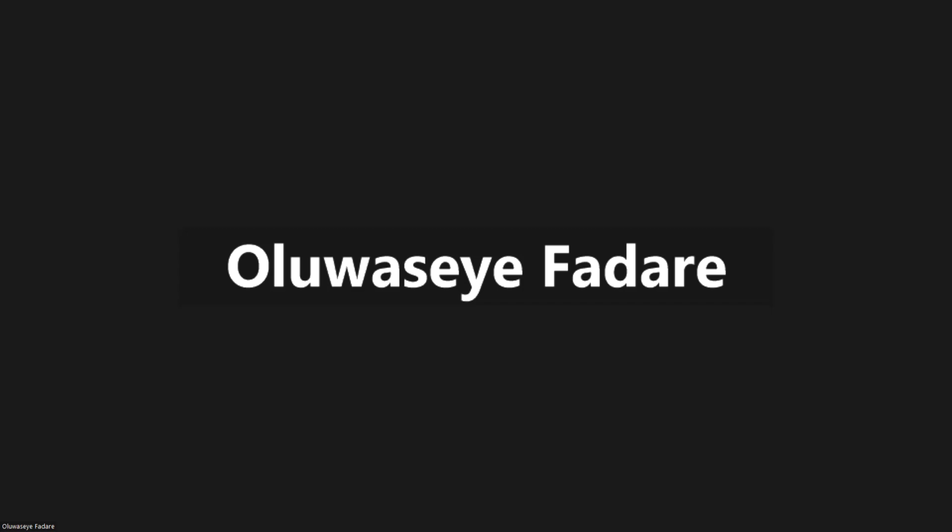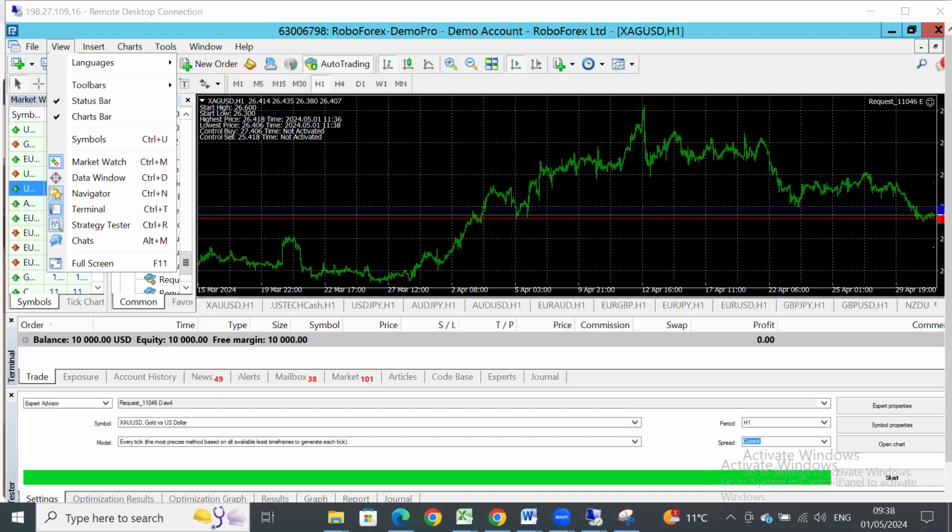Today I just want to show you the starting point for our request, one of our strategies which is still in the making, titled request 11046 version E. So let me share my screen with you. Today is just to show you the setting up of the robot, the EA, ahead of the month. Today is the first day in the month of May.